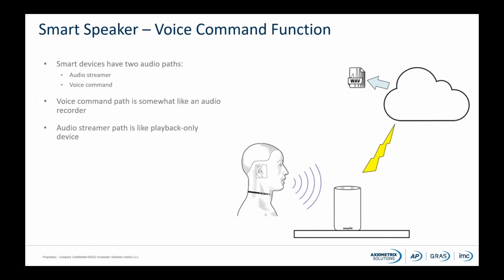Smart speakers have two signal paths, the voice command path and the streaming path. The voice command path is a record-only path, and the streaming path is a playback-only path.